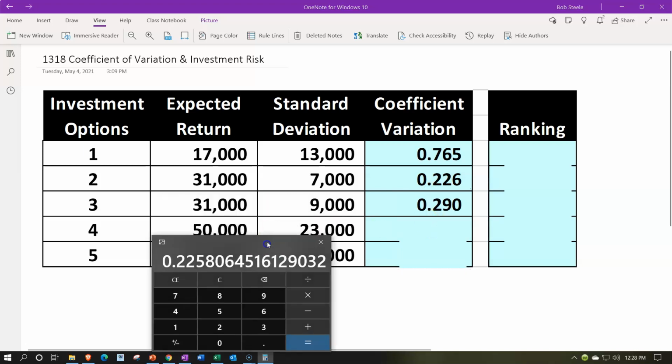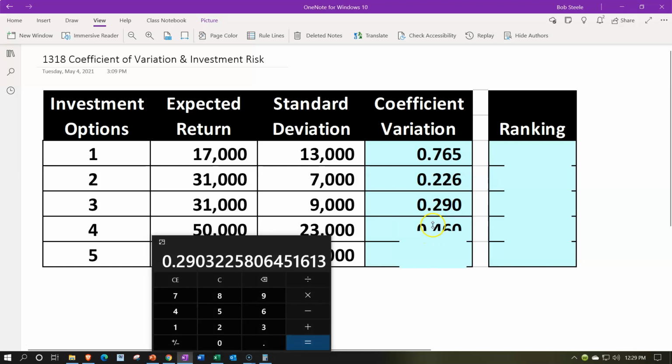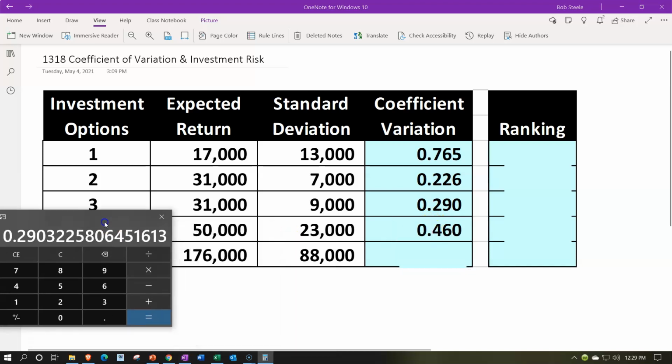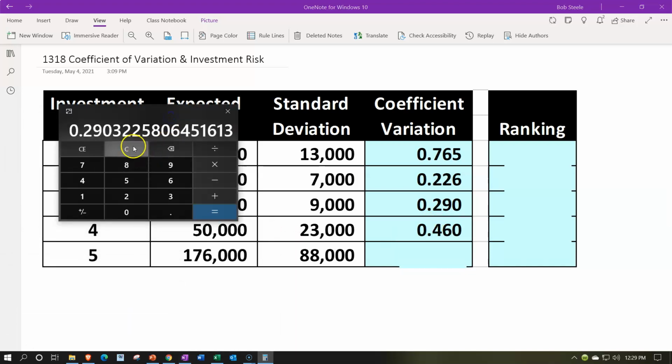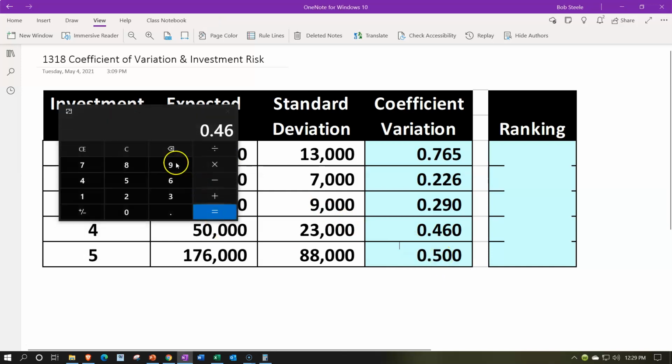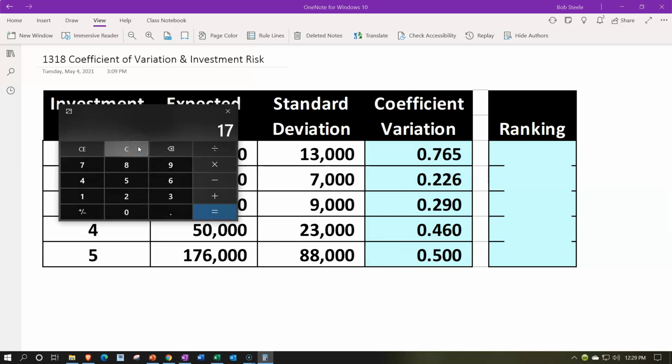Then we have the 9,000 divided by the 31,000. And that's going to give us 0.290. Then we're going to be picking up the 50,000. The 23,000 divided by the 50,000. That's going to give us 0.460. And then finally, 88,000 divided by the 176,000 gives us 0.5.